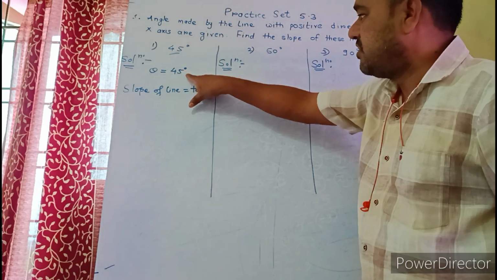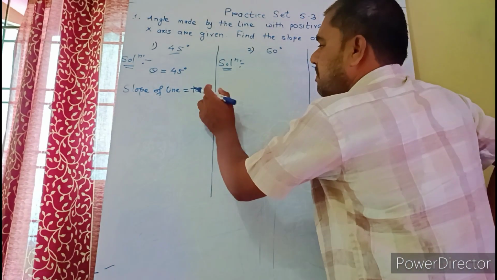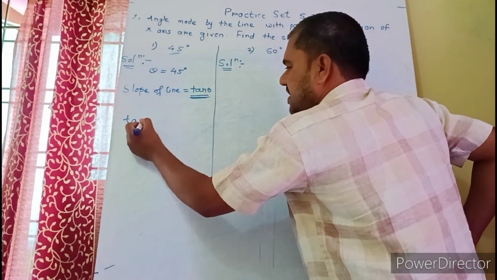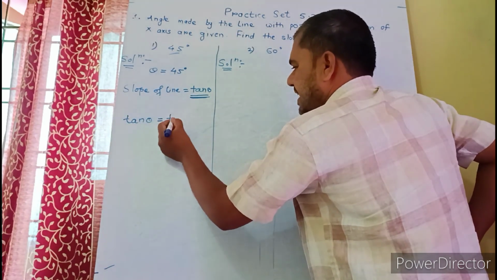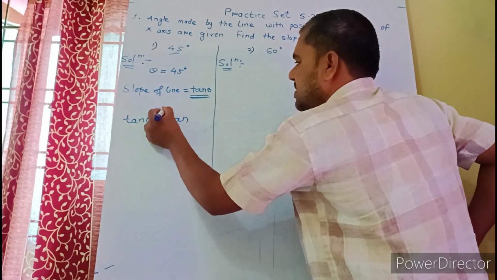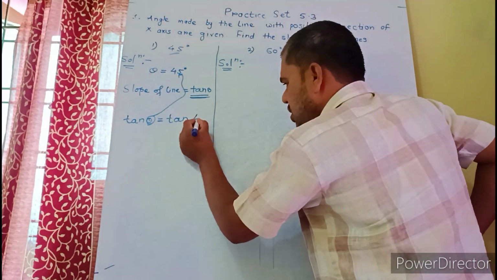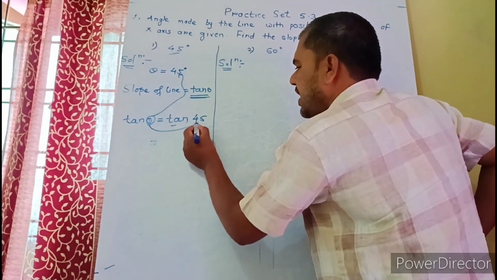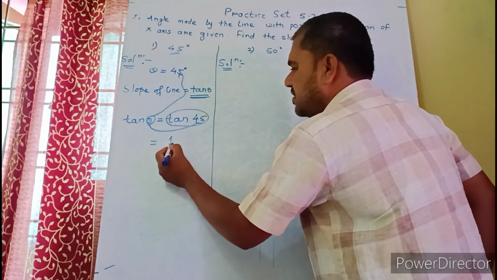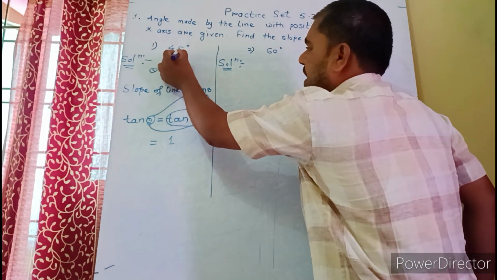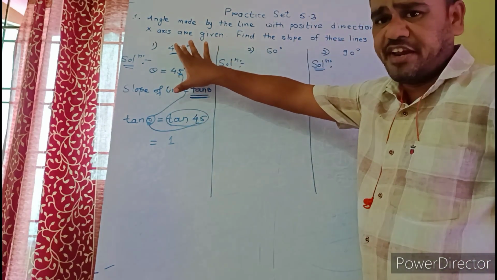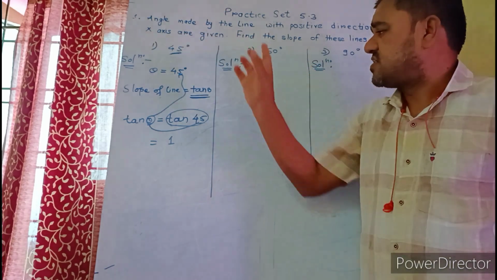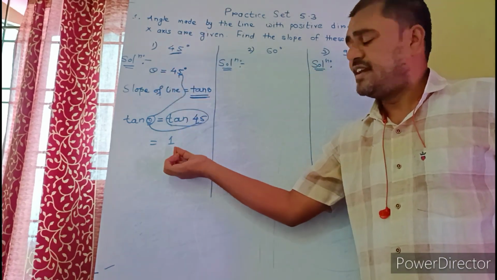This is the formula of the slope of the line if the angle is given. Here the angle is given, which is 45 degrees. Therefore, by putting the value in tan theta, the value of theta is nothing but 45. Therefore, put 45 instead of theta. Now the value of tan 45 is 1. Therefore, the slope of the line which is making the angle 45 degrees with the positive direction of the x-axis is 1.